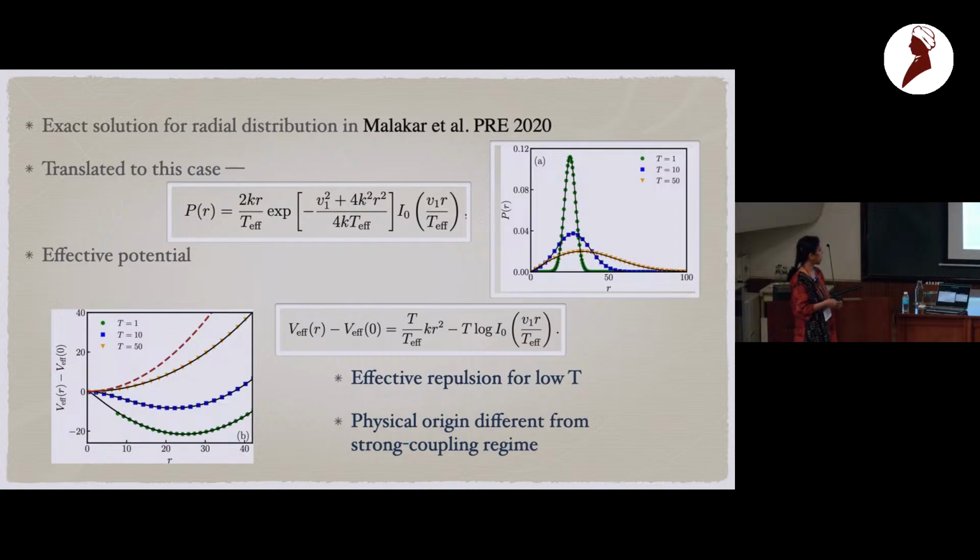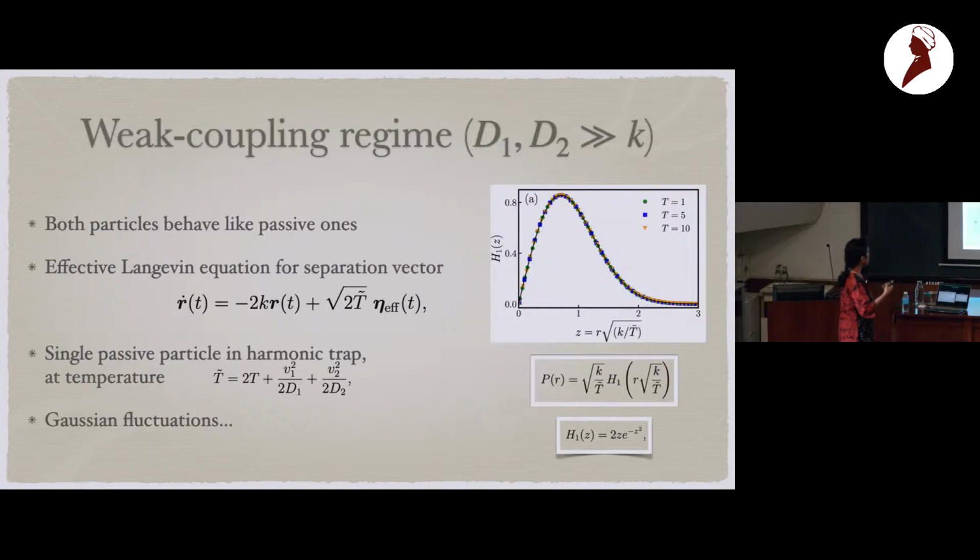So the strongly coupled regime and the moderately coupled regime are physically different. In one case, the repulsion was coming purely due to the difference in their propulsion speeds. In this case, it's more like one active particle in a trap. The third case is the weak coupling regime, where both particles behave like passive ones, and we expect the whole system to behave like two passive particles with some effective temperature. It turns out that indeed it's true. If we look at the R distribution, it looks like that.